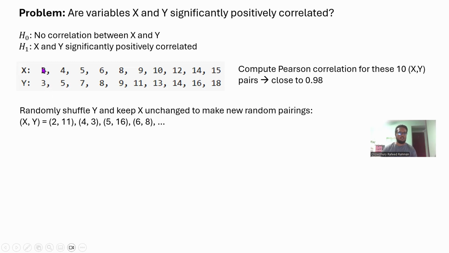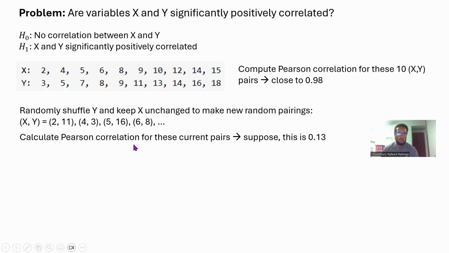For example, initially this was the pair 2, 3. After shuffling, the pair became 2, 11. So 2 and 11. Initially 4, 5 was the pair. Now the pair is 4, 3. 3 is from here after random shuffling of y. So we are going to get all these 10 pairs to all these new 10 pairs. We are going to get the Pearson correlation coefficient of these 10 pairs.